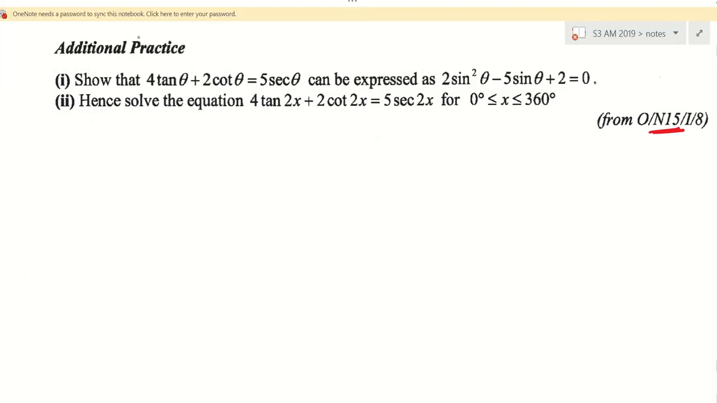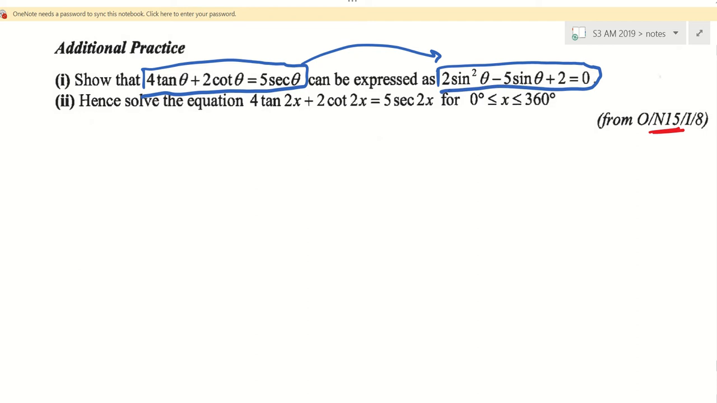So let's start. Now they say, show that this can be expressed to this. Is this a left hand side equals to right hand side? Actually no. I give you one equation, and I want you to prove until you get the second equation. So let's see how we can do it. What's the first thing you think you can do? Change everything to sine and cosine.